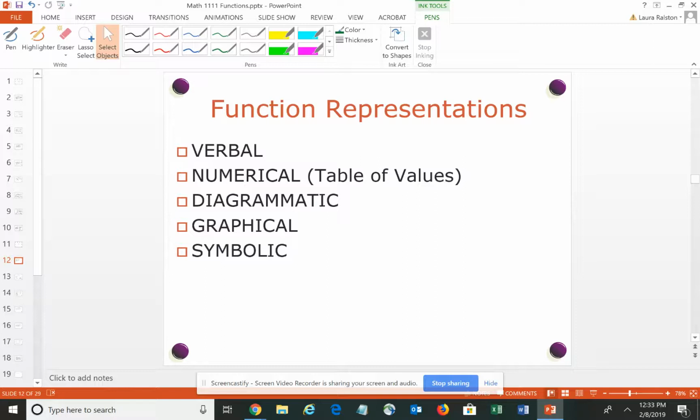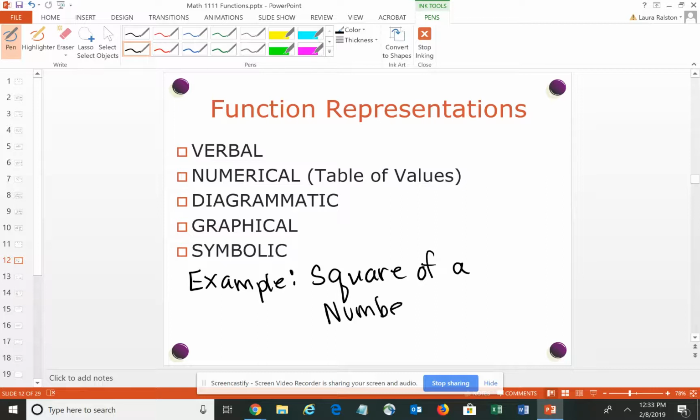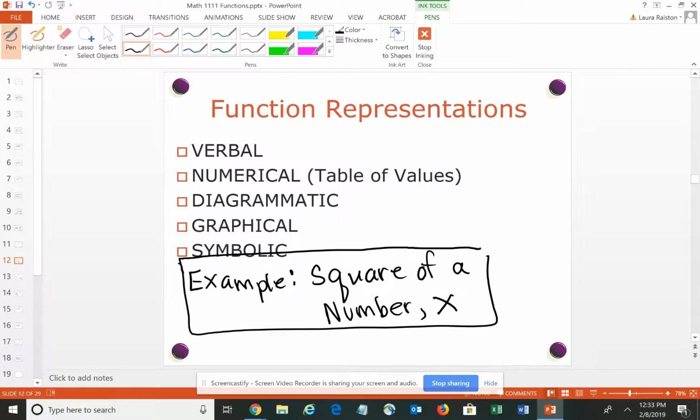And as we go throughout these representations, we're going to use an example. The example that I want us to use as we go throughout this discussion is the square of a number x. Okay, so as we go throughout this particular discussion, this is the focus. This is the example that we're going to be looking at each time. The example will be the square of a number x.